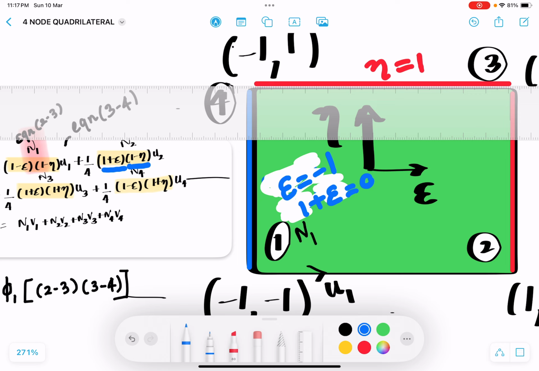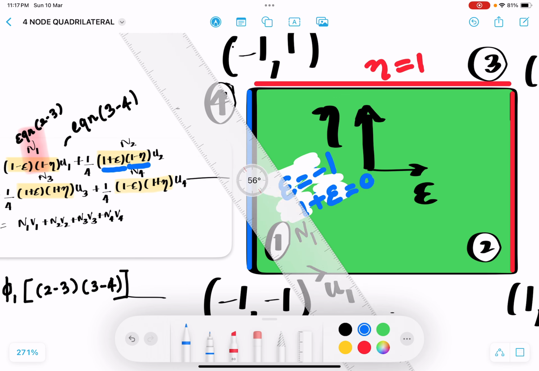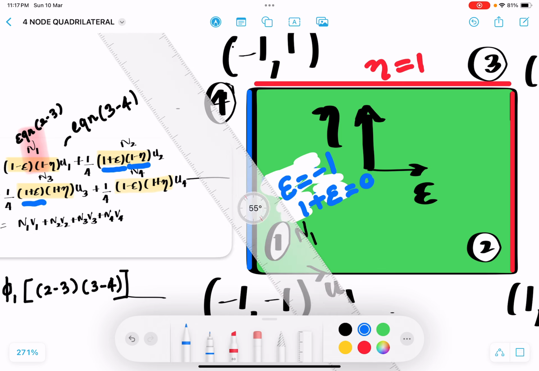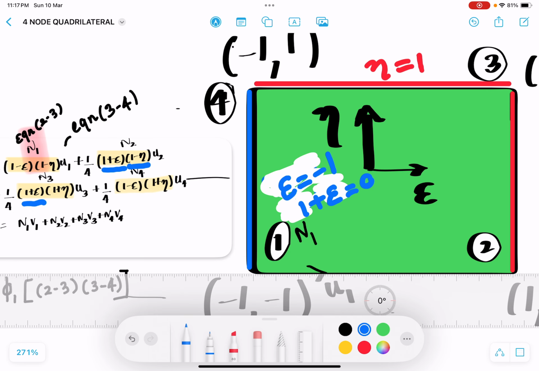Let us try to find the shape function n3. So what is shape function n3? It should be the equation of the line 1, 4, which is 1 plus epsilon. There you see. And the other line also should not cross nodal point 3. So it should be this line. And what is the equation of this line? Epsilon keeps changing, eta doesn't change. Eta is equal to minus 1. So you can say 1 plus eta is equal to 0. So you see 1 plus eta is here.